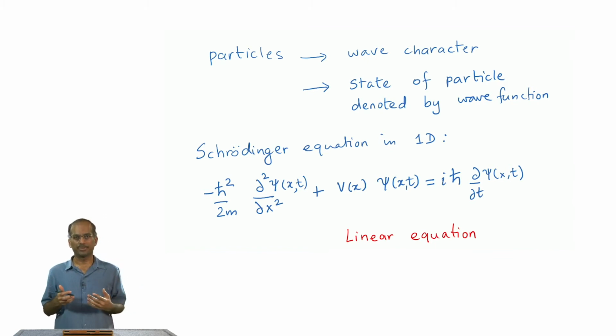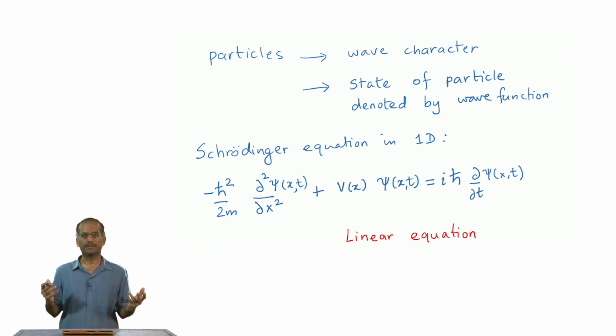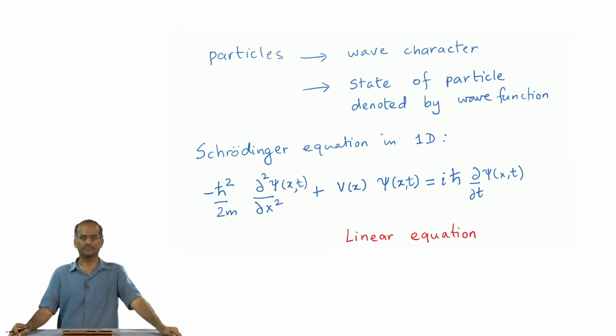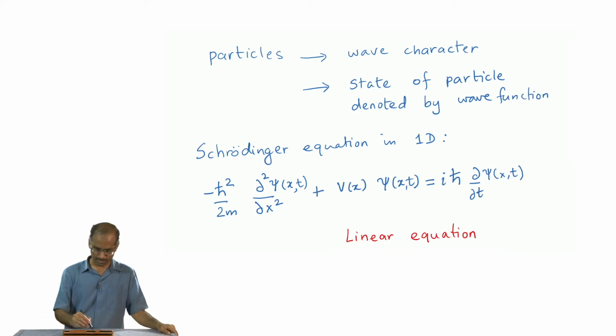So, most of the problems associated with quantum mechanics are about finding out what is the state of the particle. In other words, the question is, tell me the wave function associated with the particle. In one dimension, the dynamical equation associated with that is the Schrödinger equation, which is given here.